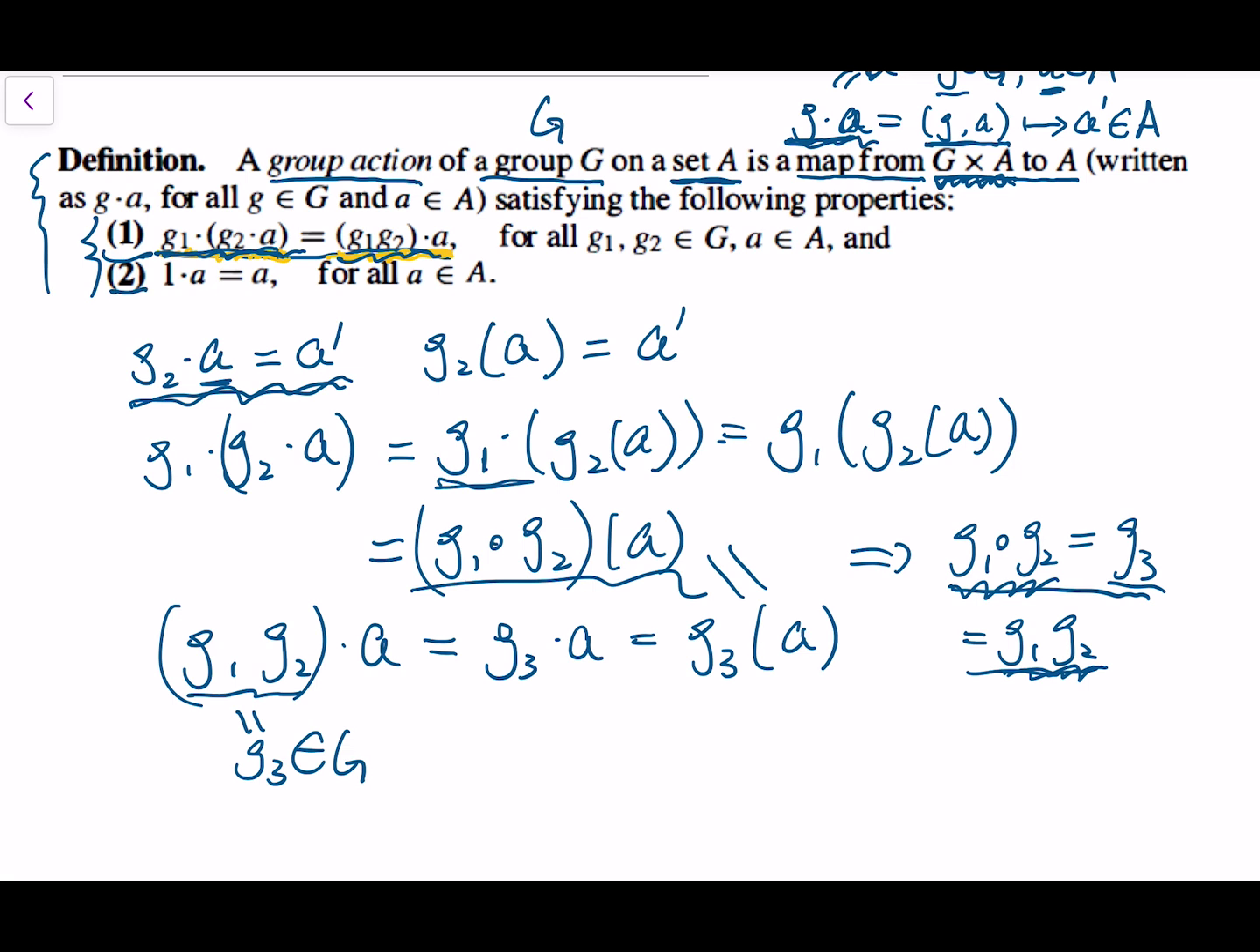And for the second property, it says that 1 dot A equals A, and this 1 is the identity element of the group G. So it means that the identity element in the group G acts on any element in the set A, and you just get A back. So the identity element gives the identity map. This is the second property.